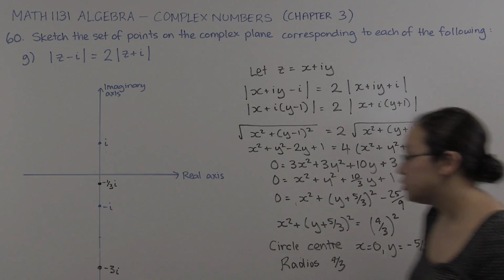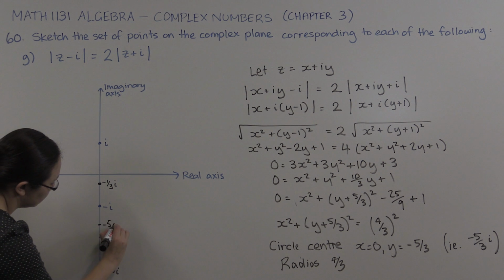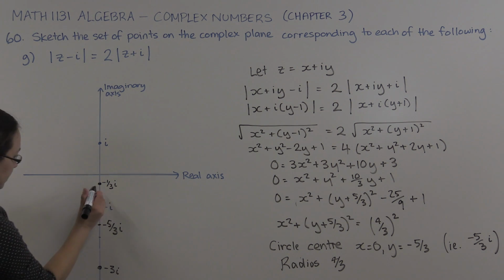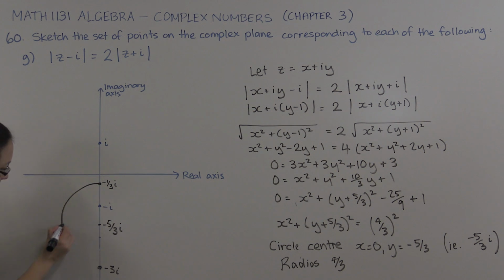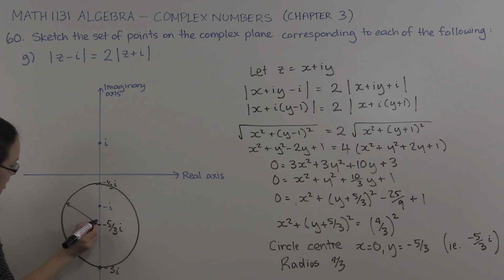Okay, so this should make sense with the points that we've already found here. Minus 5 on 3, hopefully that's in the middle of these 2 points here. That makes sense. So this is minus 9 on 3, minus 10 on 3, minus 5 on 3. So here's minus 5 on 3i. And its radius is 4/3. Well, that makes sense because that distance is 4/3 and that distance is 4/3. So what happens is it's a circle with a radius of 4/3 and a center of minus 5 on 3i.